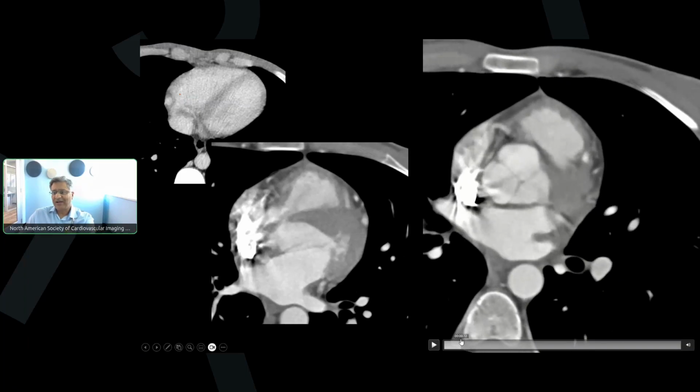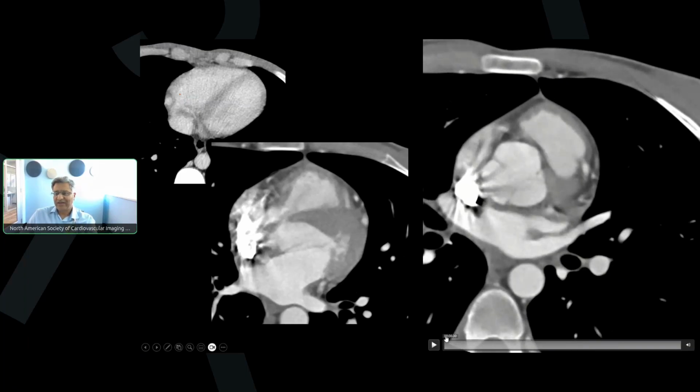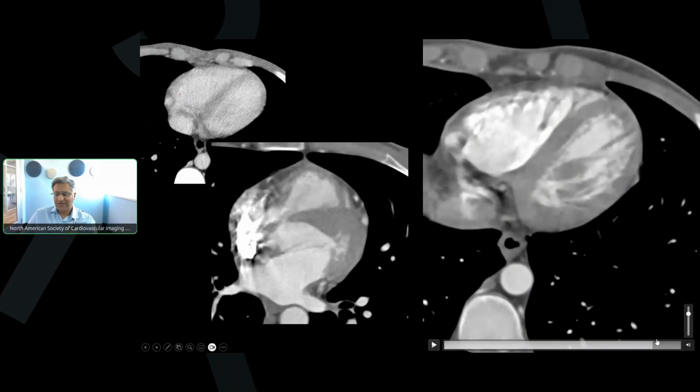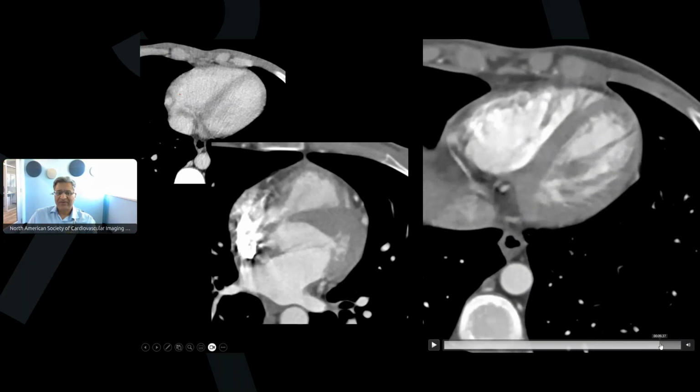Right, you can see this diagonal coming off, and then as we come down towards the right coronary artery, you can see this structure over here, right next to the right coronary artery. So the suspicion was raised for coronary artery aneurysms, and the patient was also presenting with abdominal pain and some hematemesis.